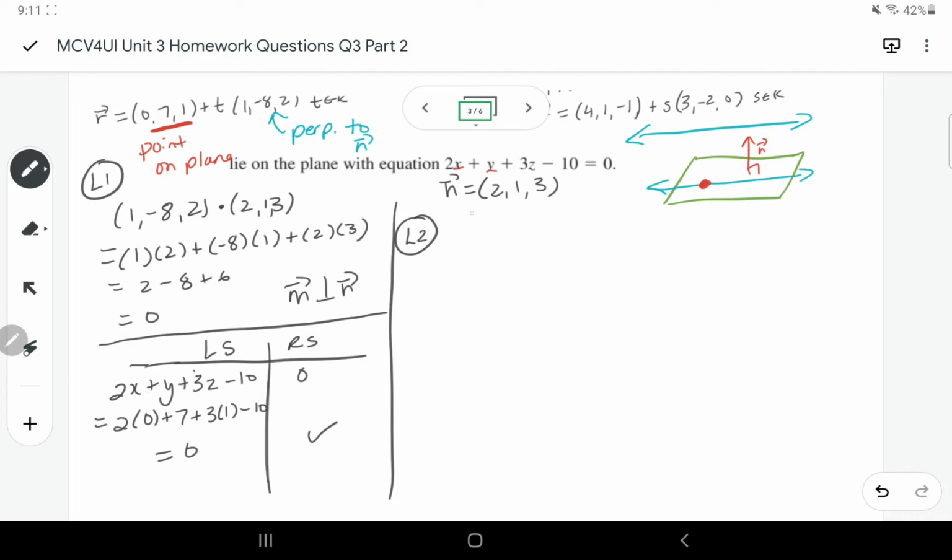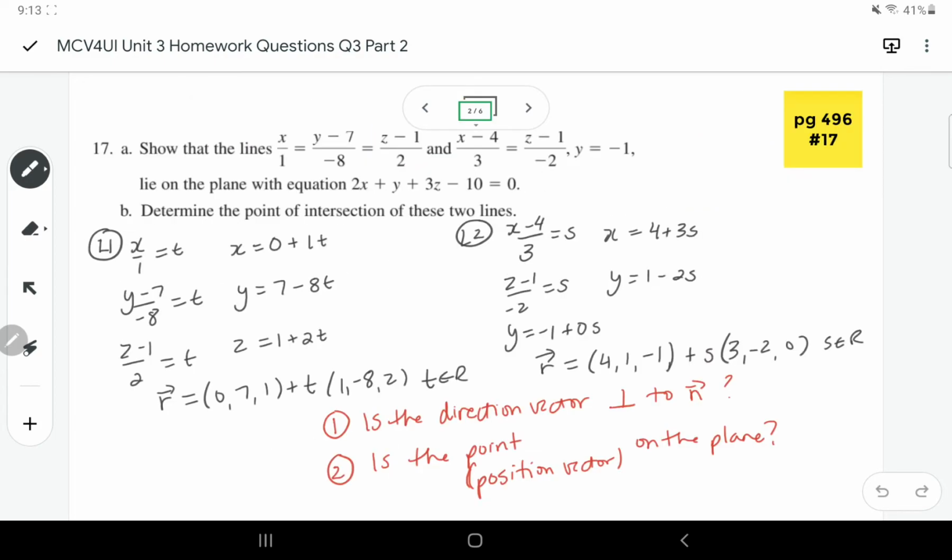Now we want to double check, is the direction vector perpendicular? So 3, negative 2, 0 dotted with the normal. So 3 times 2, and I'm not getting it. Does this say prove that it is? Show that these lines lie on the plane. Okay, so I am not getting this, but I wonder if I've made a mistake in my work.